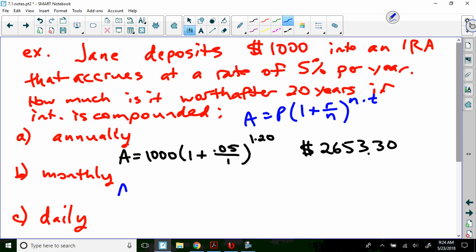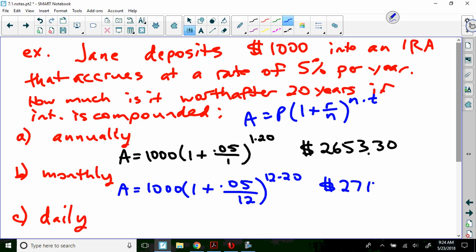Monthly. The cool thing is your calculator, you could just copy paste on the calculator. The only thing that's going to change is your N. What's your N going to be here? 12. Good. So that's to the 12 times, that's to the 12 times 20. So on your calculator, you can just scroll up to the last entry, press enter, copy paste, and change those 1s to 12s. And you should get 2712.64. Got it? $2,712.64.